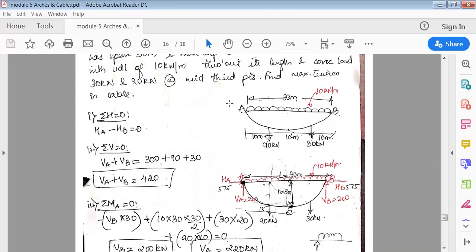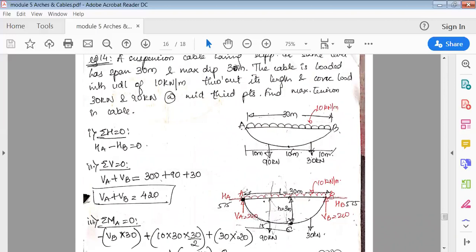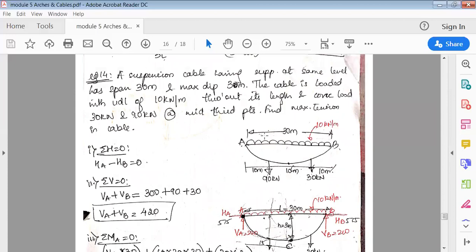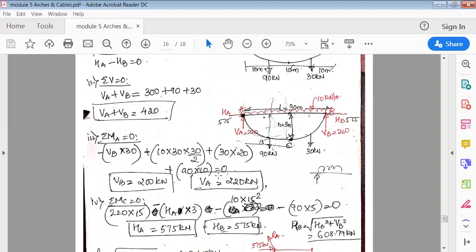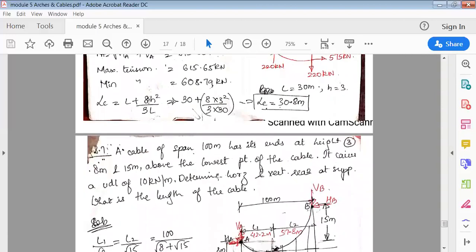So you have to only find maximum tension, minimum tension, and length of the cable in this cables. Okay, so only thing you have to know here is when you're drawing this cable, be careful with the length and the depth and draw this loads properly. And it is only 4 equations you have to use, that is summation H is equal to 0, summation V is equal to 0, moment about A is equal to 0, moment about C is equal to 0. So you'll get the reactions.